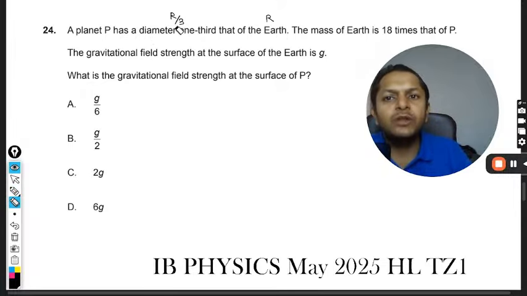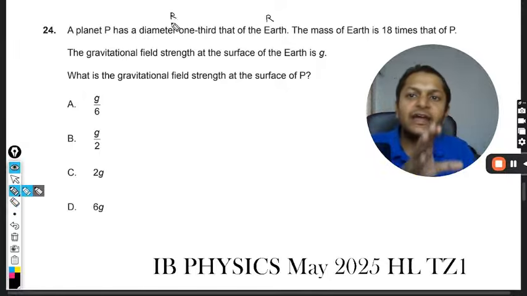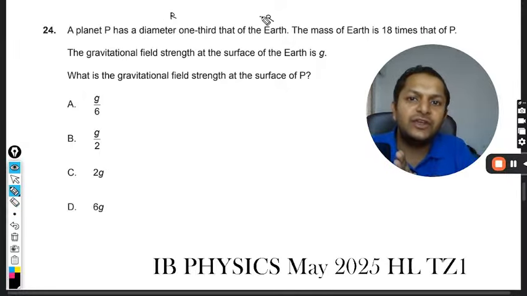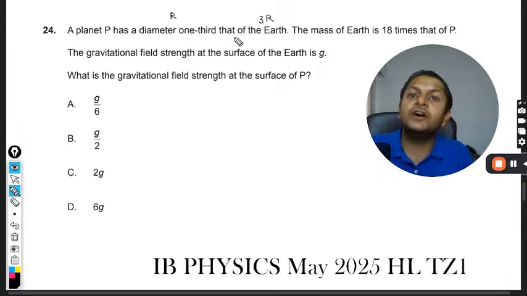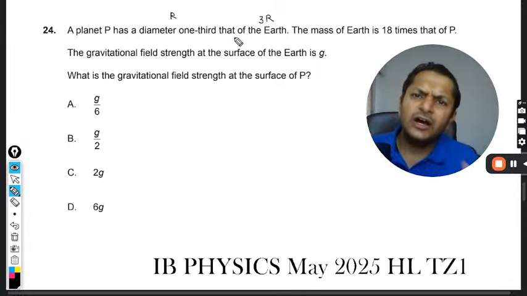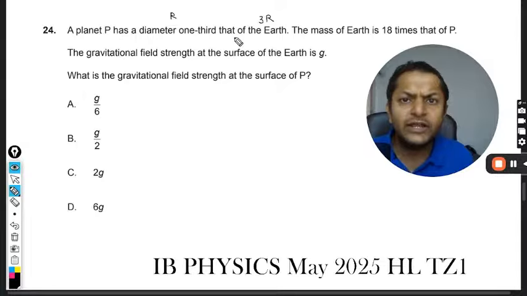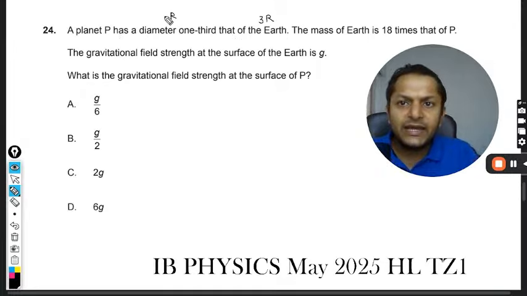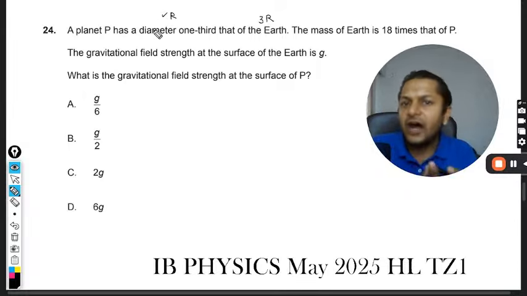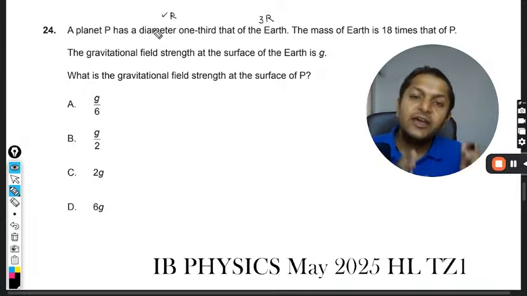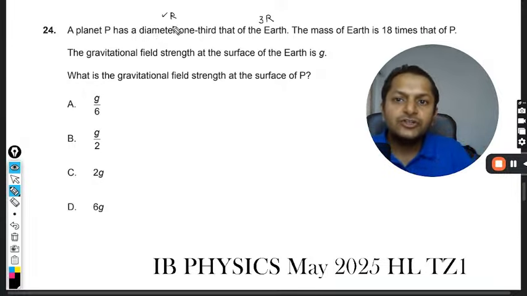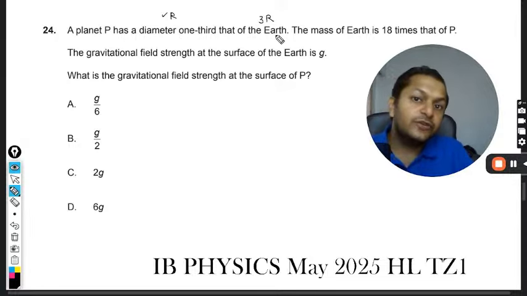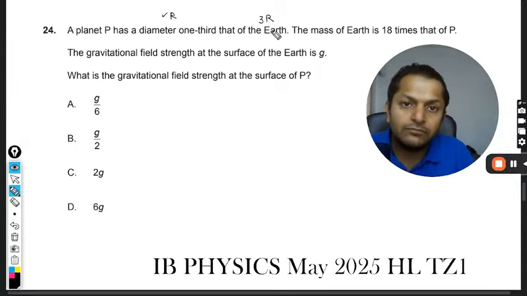Instead of that, we can do one more thing. You can choose R as the radius of the planet P and 3R as the radius of Earth, because we can get rid of fractions. That will help you in calculation, and you can avoid calculation mistakes. The radius is half of the diameter in both cases, so the radii will be in the same ratio. So this is radius R, and the radius of Earth can be taken as 3 times that.